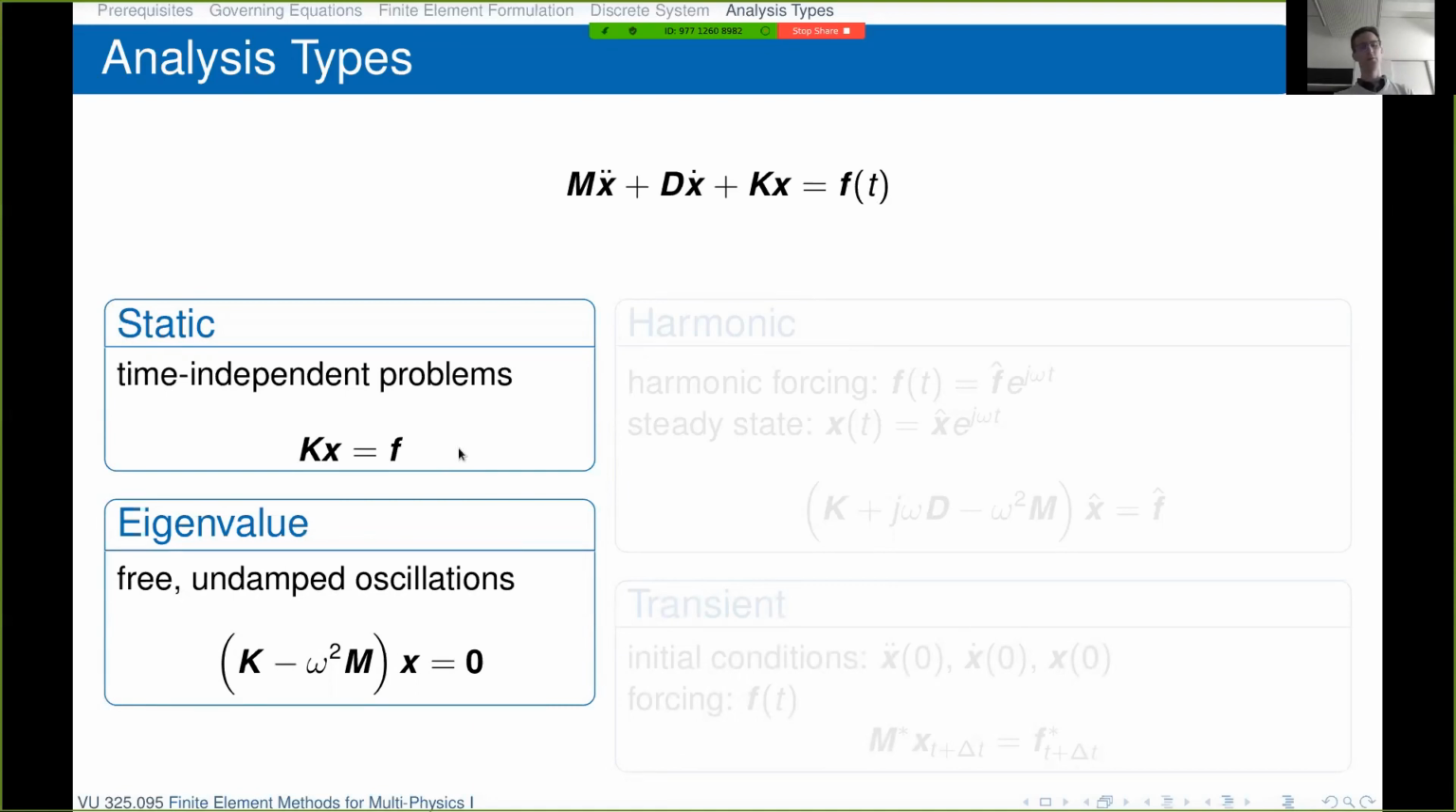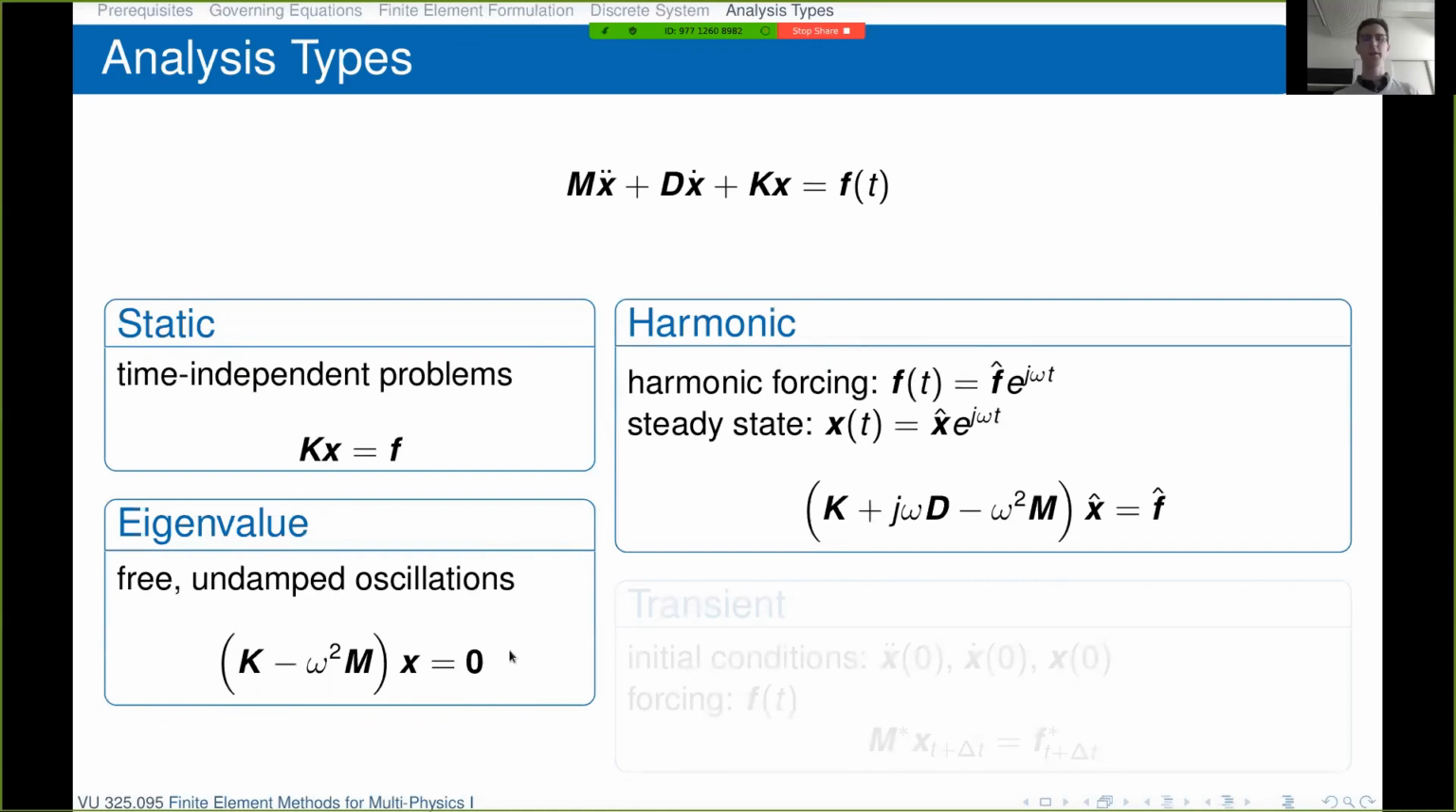and want to compute the possible solutions which are obtained by solving this generalized eigenvalue problem here. We have the case of harmonic analysis, where we assume harmonic forcing, so sinusoidal forcing for the right-hand side term, and then we can deduce that we will look for the steady state solution X by again solving a linear system.